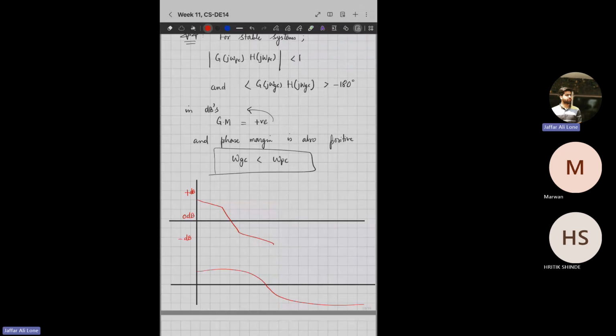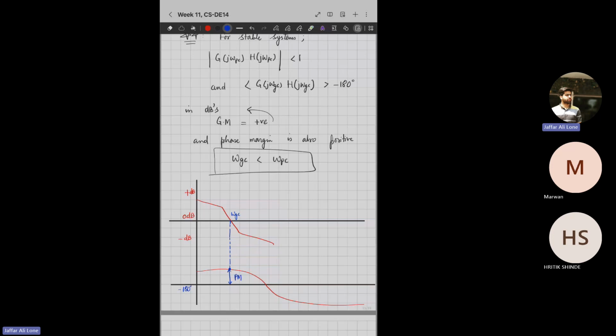Right now, let's map. See, when my gain is 0, this is my omega GC. This is the gain crossover frequency. That is the frequency when my gain in decibels is 0. And what is my phase? So I have some phase and this margin. So this is minus 180 degree. So this is my phase margin.